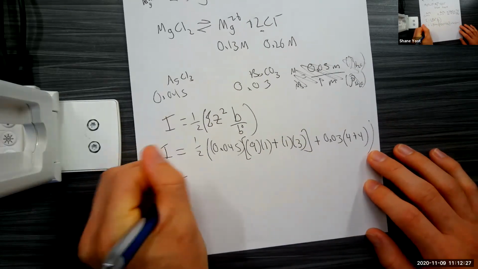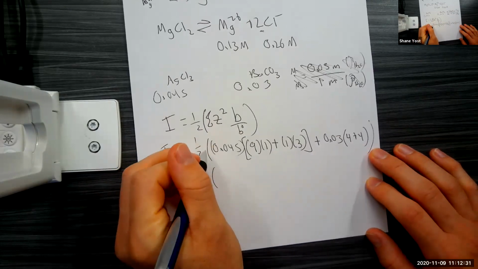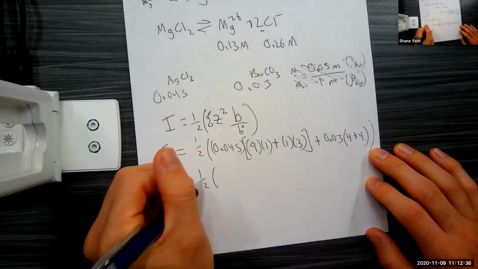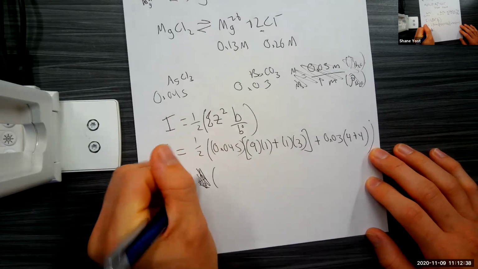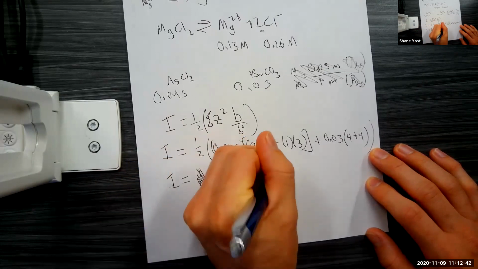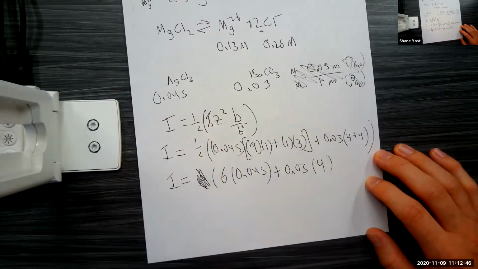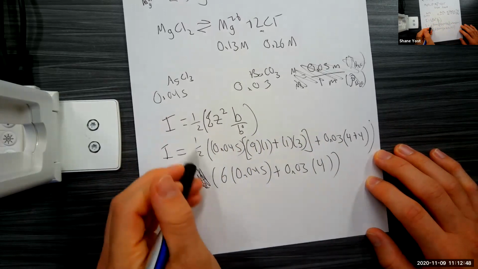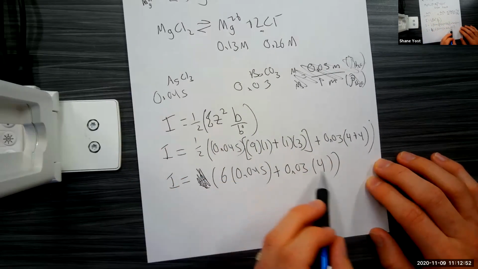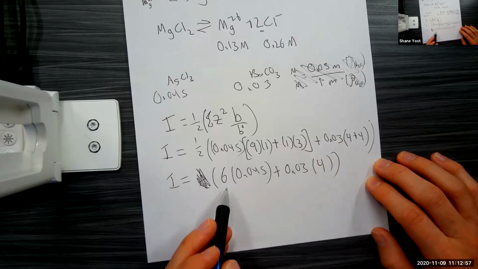And so this is I equals one half times, let's see, 9 plus 3 is 12. So actually, let's get rid of that one half. So 6 times 0.045 plus 0.03 times 4. So I multiplied the one half through. This is 8 divided by 2, which gives us 4, and this is 12 divided by 2, which gives us 6.